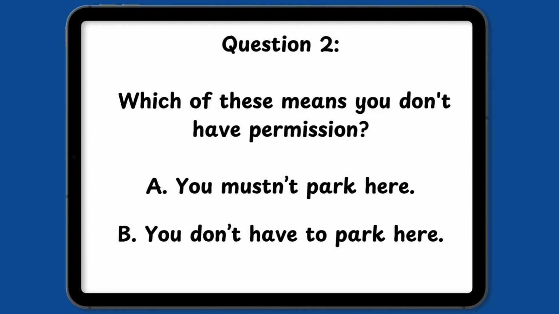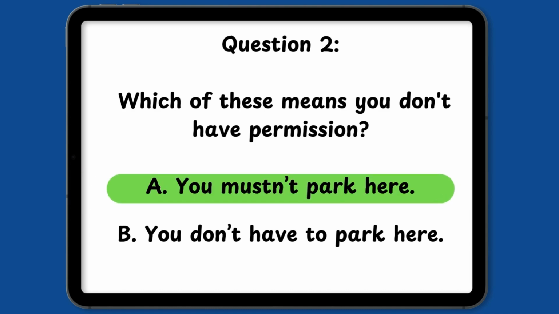Question 2. Which of these means you don't have permission? A. You mustn't park here. B. You don't have to park here. A. You mustn't park here means it's prohibited. Option B means it is optional.